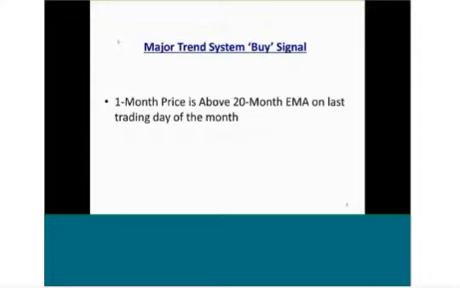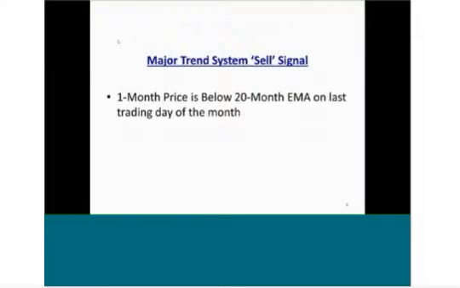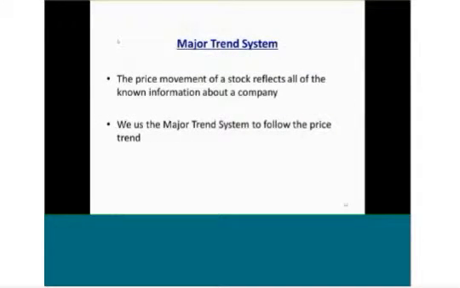So again, we get a buy signal if the 1-month price is above the 20-month EMA on the last trading day of the month. And we get a sell signal if the 1-month price is below the 20-month EMA on the last trading day of the month. And we just simply ignore all other trading days. So as trend followers, we know that the price movement of a stock reflects all the known information about a company. So we simply follow that price movement.